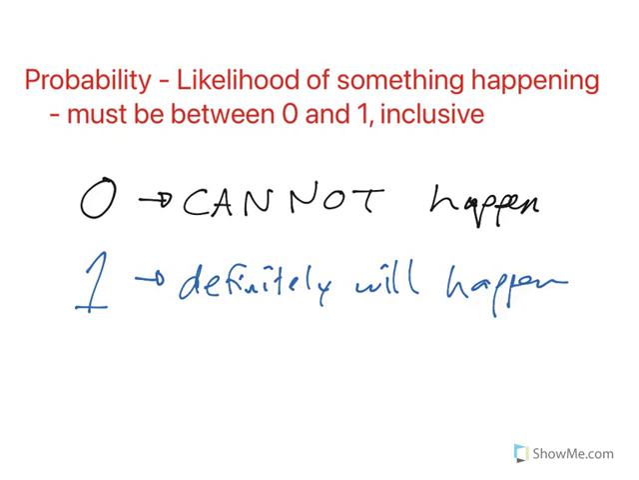I always liked to do this when I was teaching. I would ask my students, what's the probability of us having homework tonight? And they'd be like, 1. And I'm like, absolutely, because it definitely was going to happen.